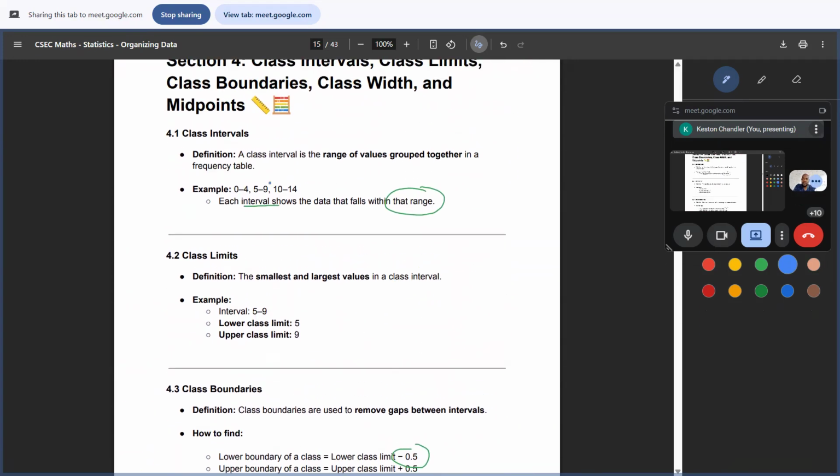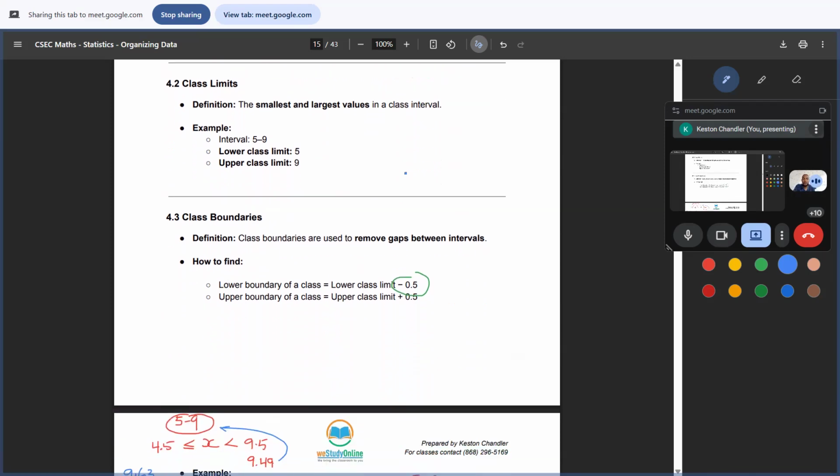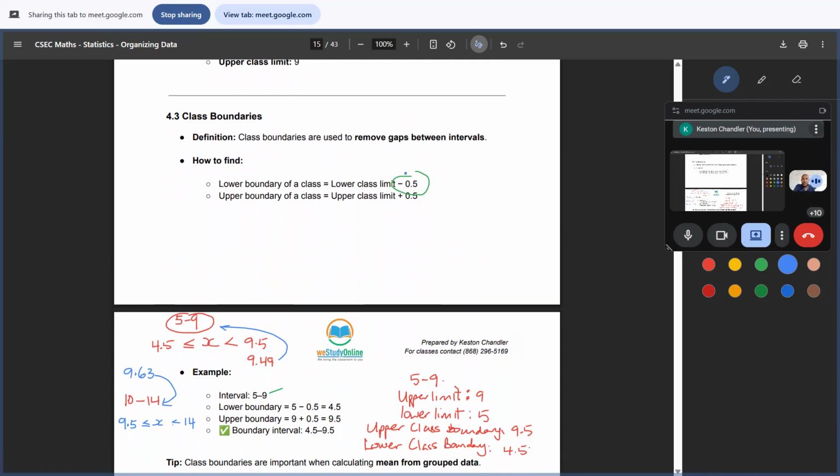We talked about class intervals, and these are the range of values grouped together in a frequency table. So we're talking mostly grouped data here. Class intervals could be 0 to 4, 5 to 9, 10 to 14. In each of the class intervals, we have limits. These are the smallest and largest values in the class intervals. Then we could further define what will lie in a particular class interval by the use of boundaries. They are used to close the gaps between the intervals. The lower boundary will always be 0.5 less than our lower limit. The upper boundary will always be 0.5 more than our upper limit.